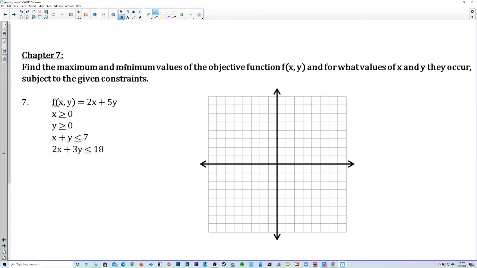Number 7, find the maximum and minimum values of the objective function and for what values of x and y they occur subject to the given constraints. So this is the objective function. Here we have, this represents the first quadrant where x and y are both positive. X plus y is equal to 7. So we have an x-intercept of 7 and a y-intercept of 7. And we have this line right here.